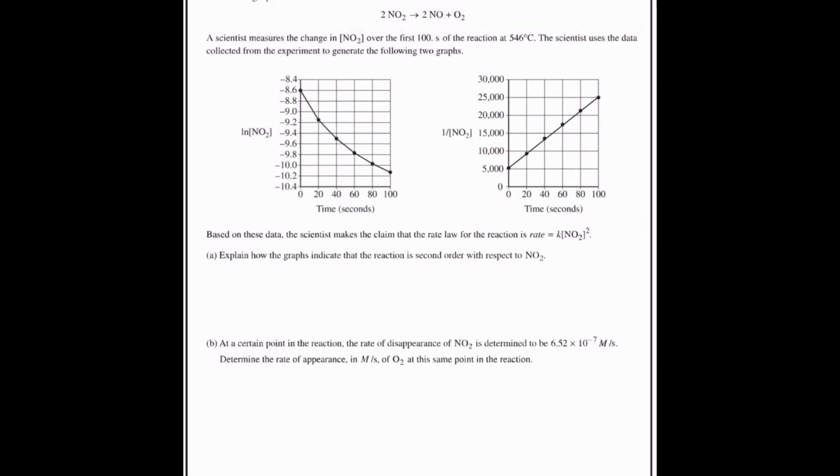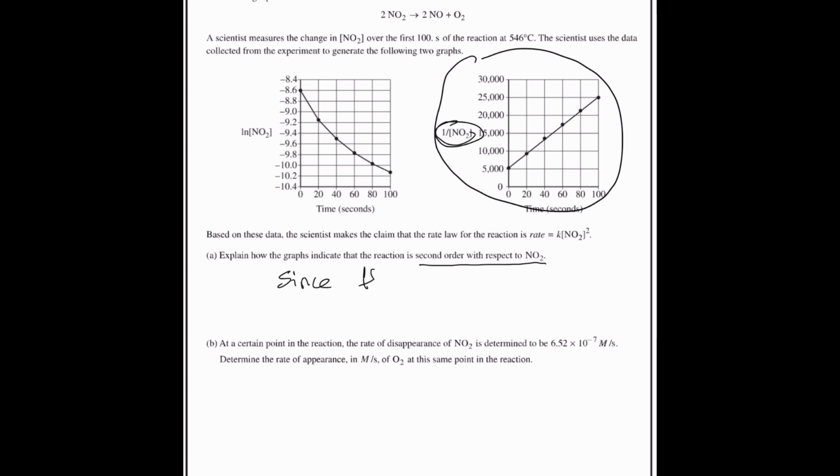Yeah, you got a 1/[A] concentration graph. And since that's linear, you automatically know it's second order. So that's the answer to A. I just memorized that, and I think you can just memorize that, so yeah, I just wrote it down.